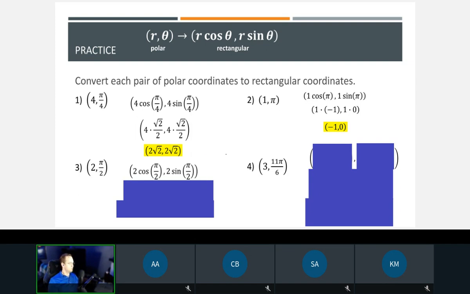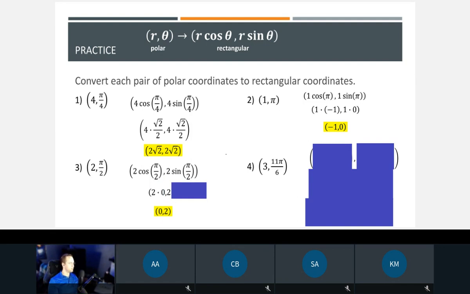All right. So let's see what the final answer is. Yep, 0, 2. And I'm just going to show the work. This is what you should have got.